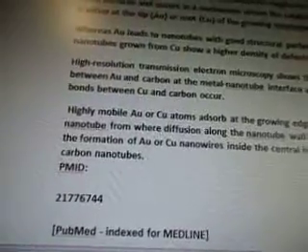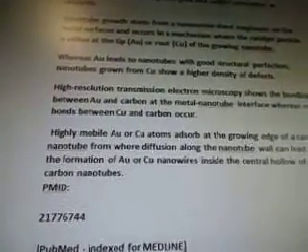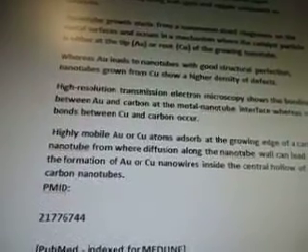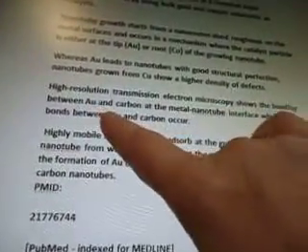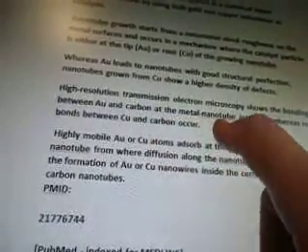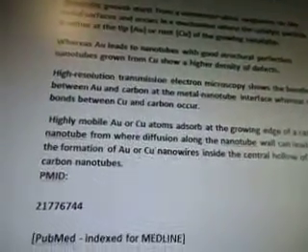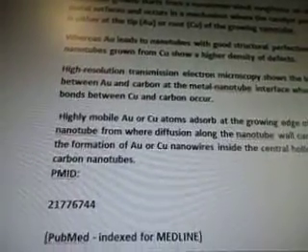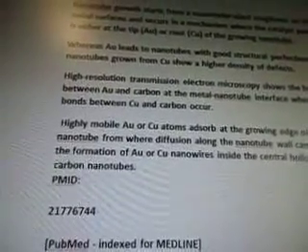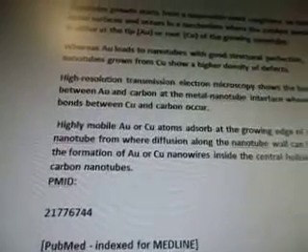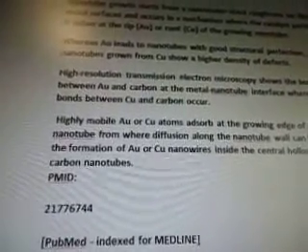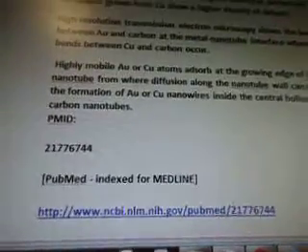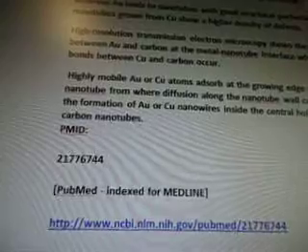Higher resolution transmission electron microscopy shows the bonding between AU and carbon at the metal nanotube interface. So this is something you want to think about. The AU, carbon, and metal nanotubes, how they bond together. Interface, whereas no bonds between CU and carbon occur. Highly mobile AU or CU atoms absorb at the growing edge of a carbon nanotube, from where diffusion along the nanotube wall can lead to the formation of AU or CU nanowires inside the central hollow of carbon nanotubes.